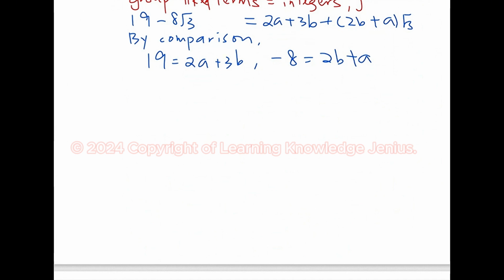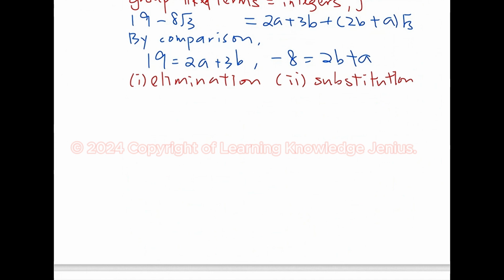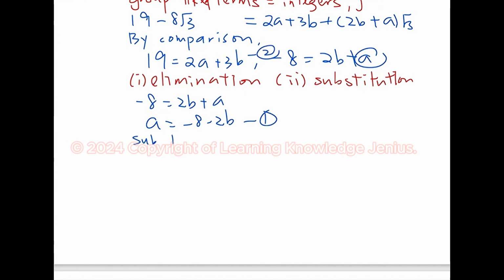For simultaneous equations, how we solve them, generally we have two methods: elimination method or substitution method. I'm going to use the substitution method for this question. I make this as my subject. So I start from here. I rearrange it to make a the subject. I name this as equation number 1 and this as equation number 2. So I sub equation 1 into equation 2.